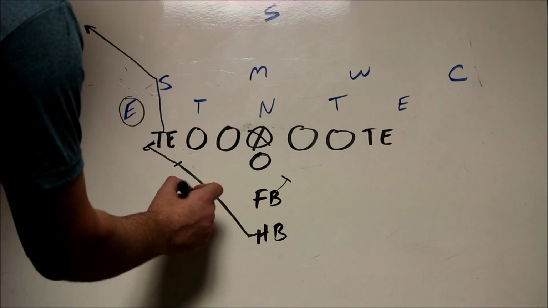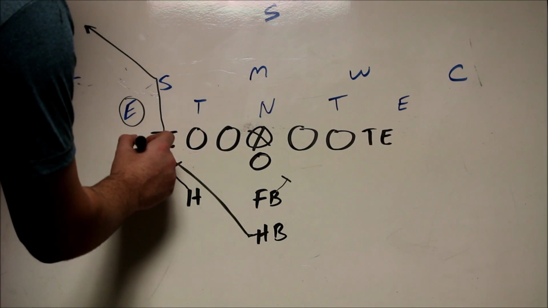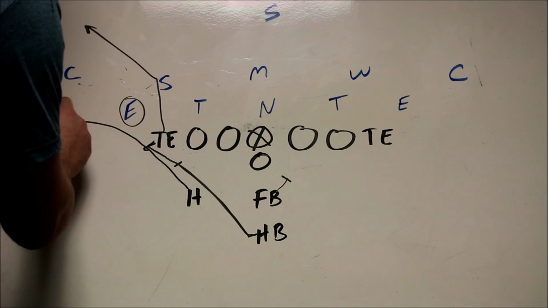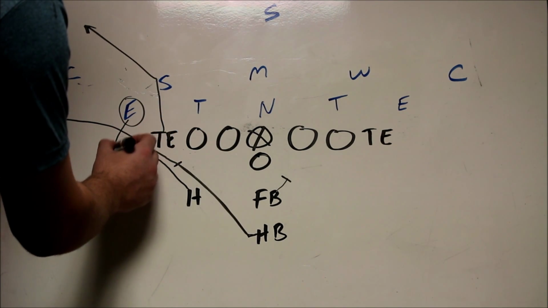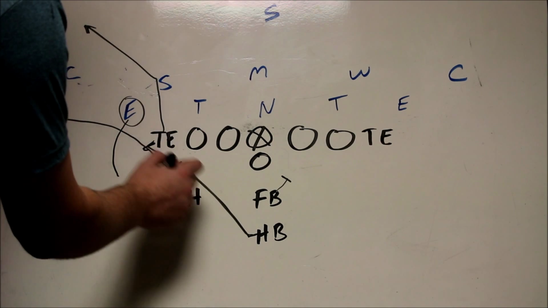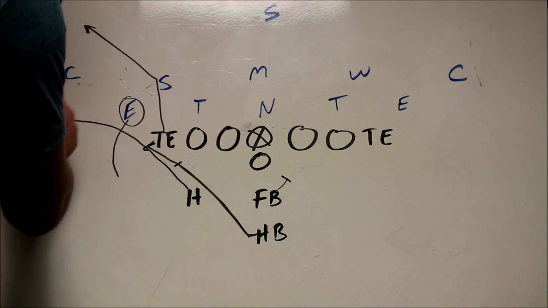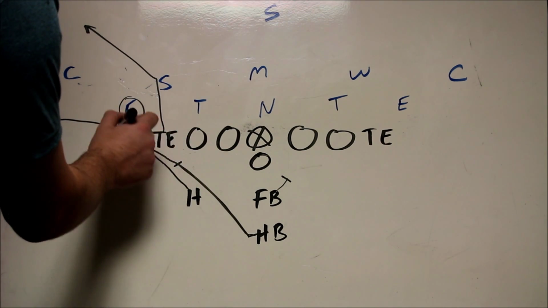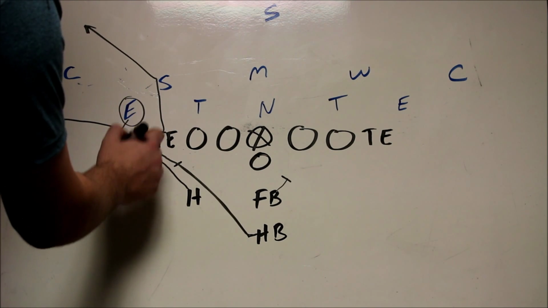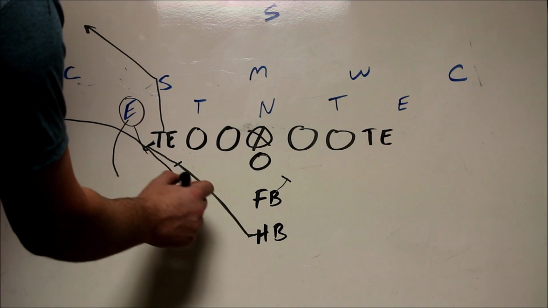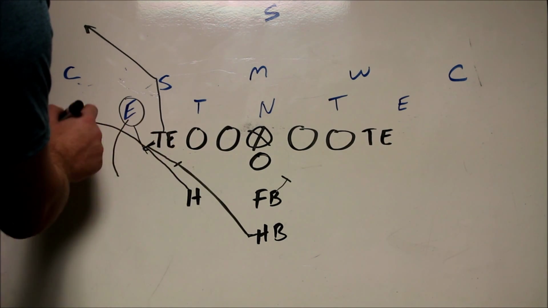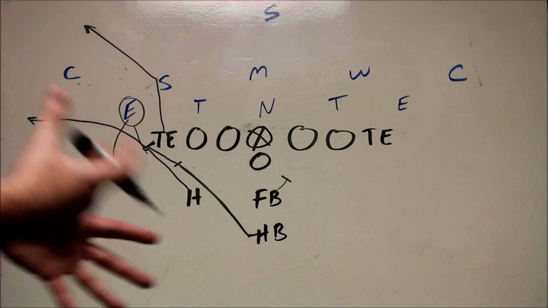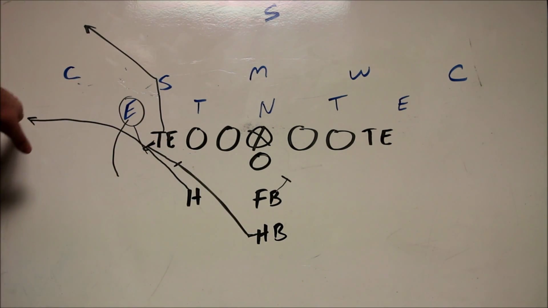Now our H is going to act like he's lead blocking, then release right into the flat. Sometimes this defensive end will come up the field hard and box. Then we tell our H to go inside. If the D-end isn't really boxing and he's coming more flat down the line, then we'll release outside of him. But again, it's whatever path is easiest to get into the flat.